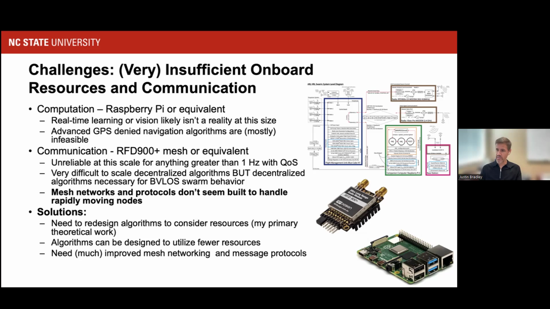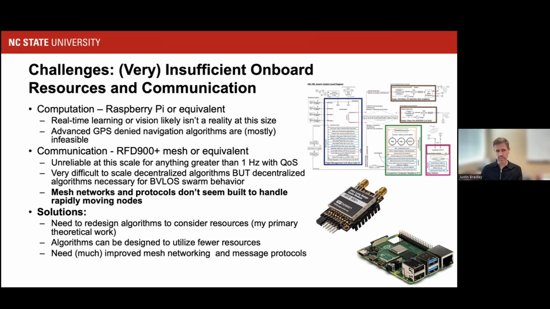So even though we don't have the perception yet, we could potentially use these other methods to do advanced swarming. But there's a fair amount of challenges associated with that. And I want to talk about what I think the main challenges are and what we've done to try to address some of those. So first of all, as I mentioned, very insufficient onboard resources and communication. So on our small drones, and they're about 450 size, we use a Raspberry Pi, the latest version, pretty capable, not extremely capable.